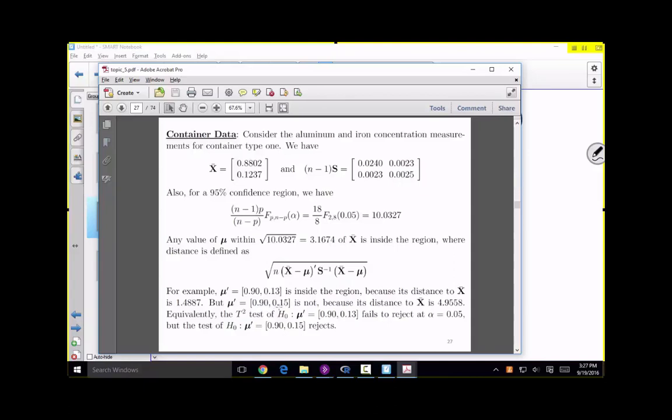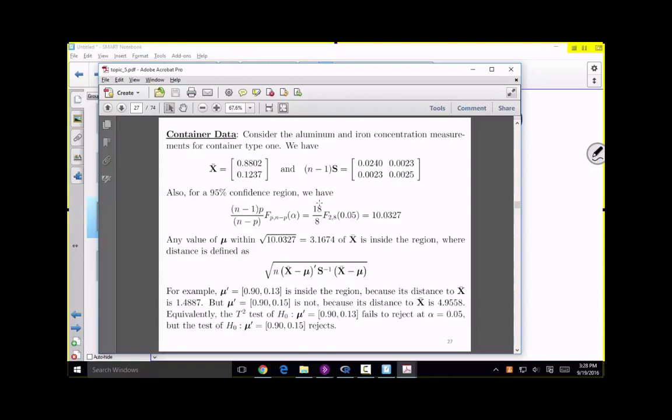A slightly changed value of mu, 0.9 and 0.15, if you work out its distance is bigger than that, so it is not a plausible value at 95% confidence. That's the way you would use a confidence region. It's a region for the entire mean vector. So you can check a particular mean vector by asking, is it inside this region?